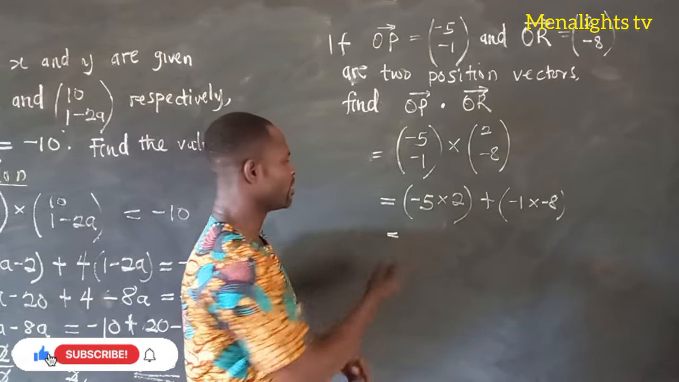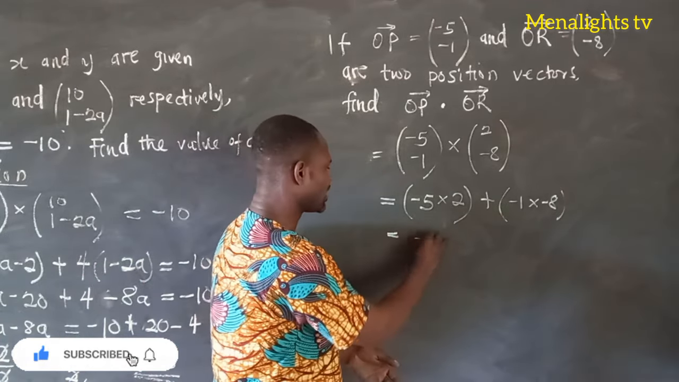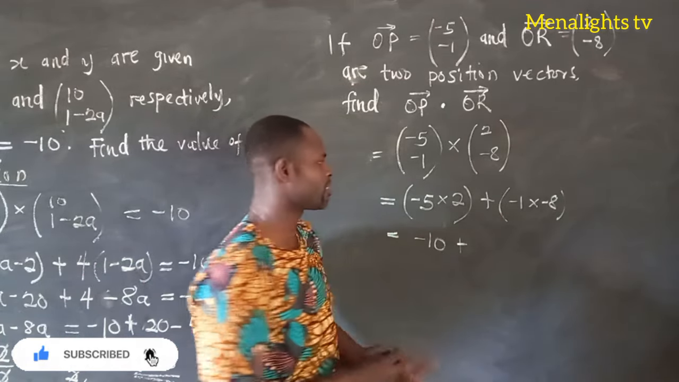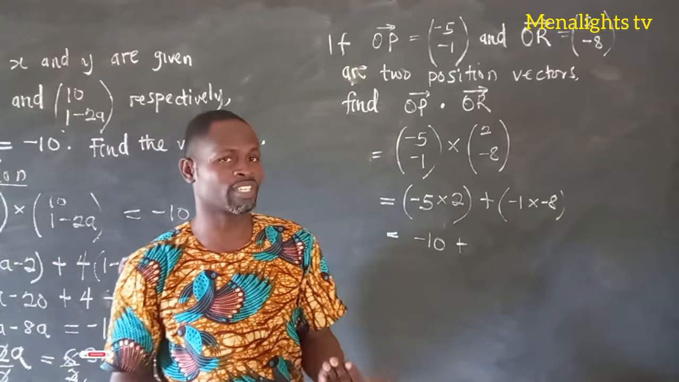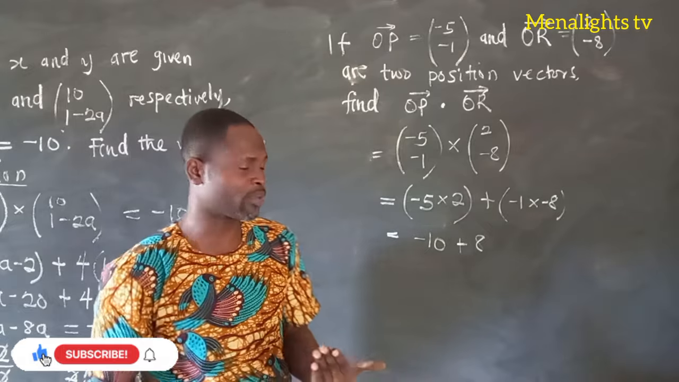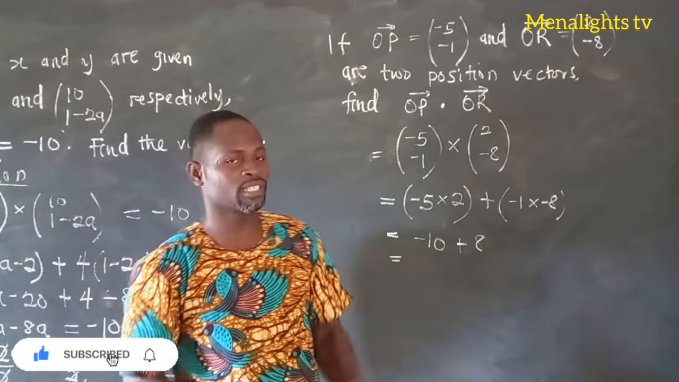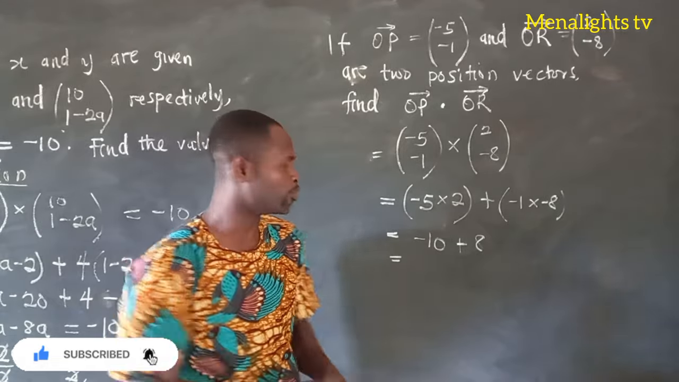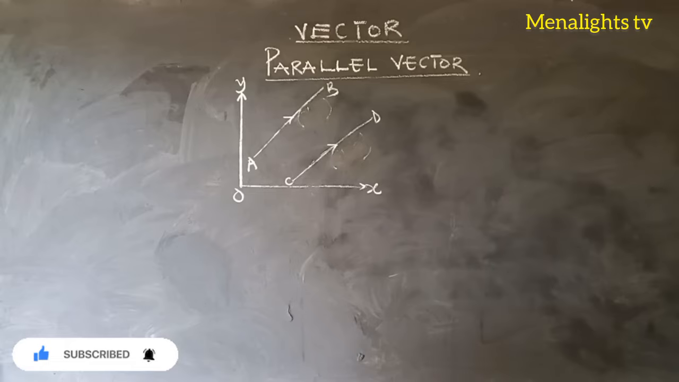So what we have is minus 5 times 2 will give us minus 10, plus minus 1 times minus 8 will give us positive 8. So negative times negative will give us positive. So minus 10 plus 8 will give us minus 2 as the final answer.